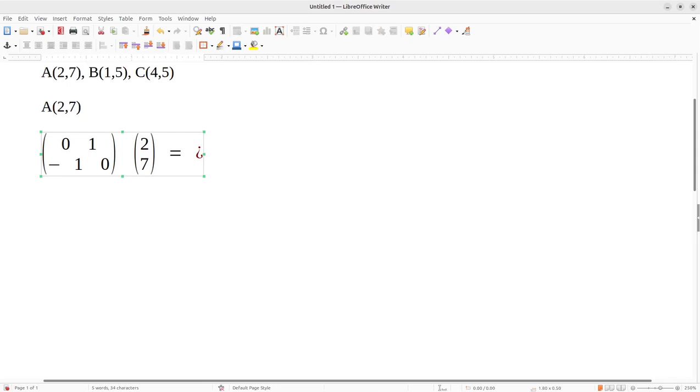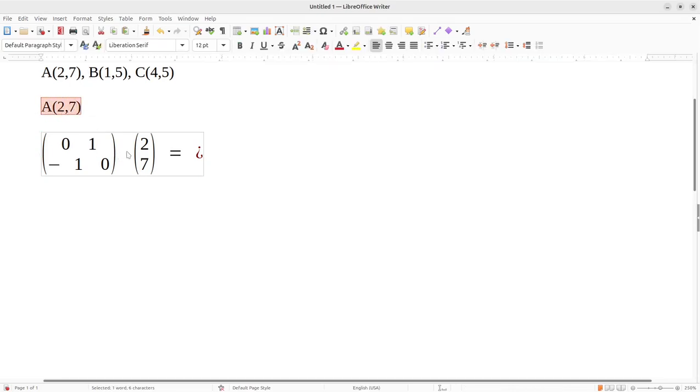And then is this the matrix I'm dealing with? Let me check. 0, 1, negative 1, 0. It's actually the matrix I'm dealing with. So what you are going to do is take each point and multiply it by the matrix. Make sure you are pre-multiplying each point by the matrix.